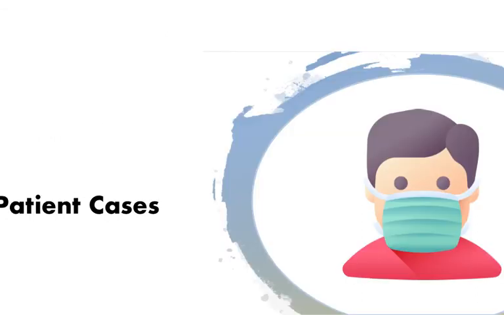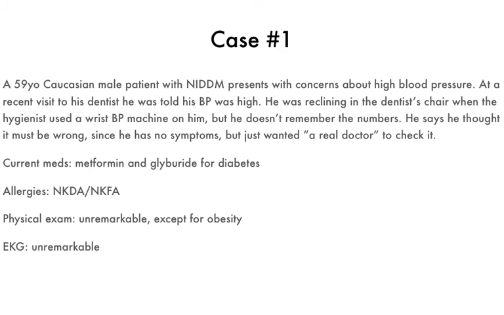Now let's take all the things that you've learned about medications used for hypertension and apply it to some actual patients. Our first patient is a 59-year-old Caucasian male patient with non-insulin dependent diabetes. He presents with concerns about his blood pressure. He was at the dentist recently, and the dentist told him his blood pressure was high. He was reclining in the dentist chair when the hygienist used a wrist blood pressure machine on him, but he doesn't remember what the numbers were.